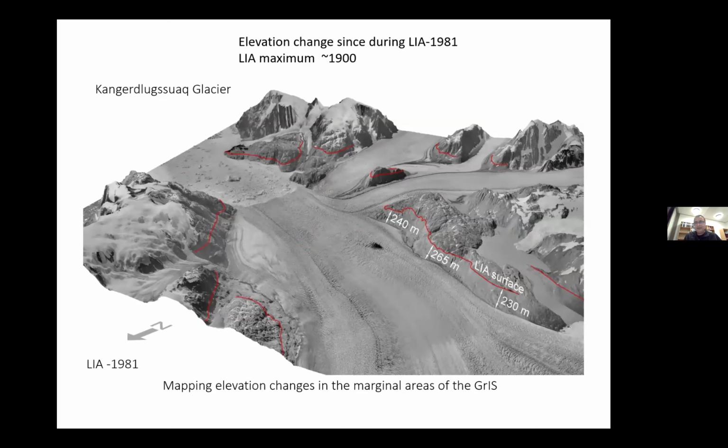This is an example for Kangerlussuaq Glacier in southeast Greenland. From the Little Ice Age maximum until 1981, the front of the glacier has thinned about 240 or 260 meters. So it's a lot of thinning before we started using satellite data.